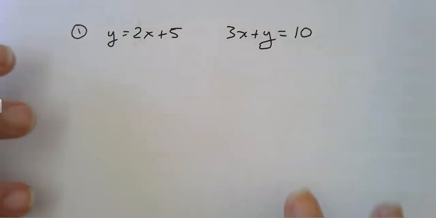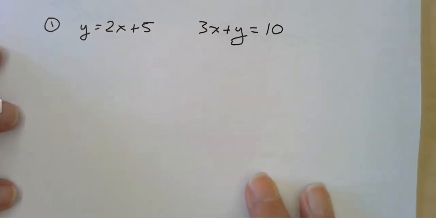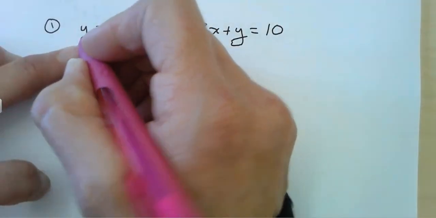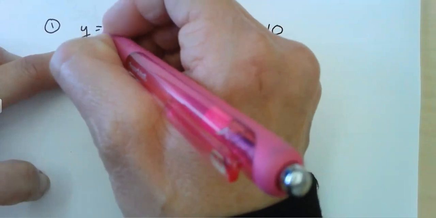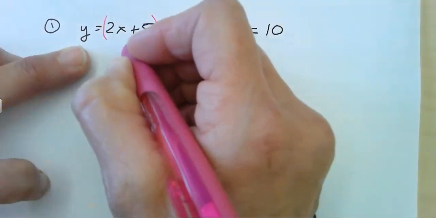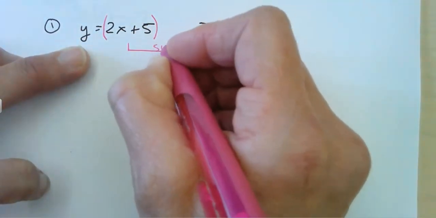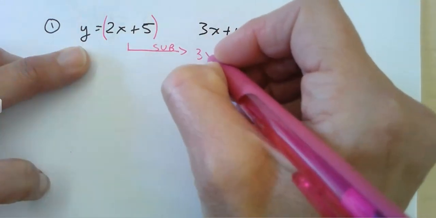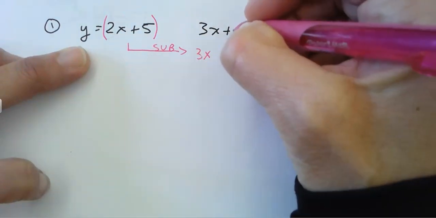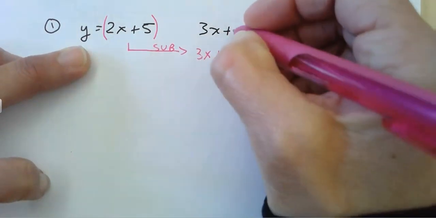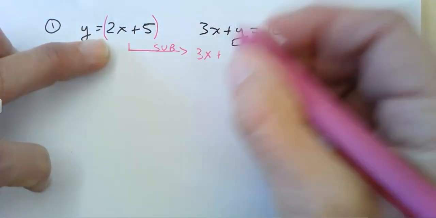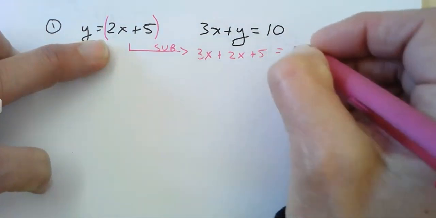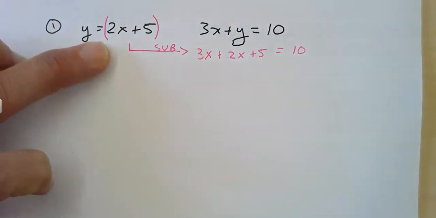See if you can pause the video, try this, and then come back and see if you agree. Okay, so we already have this equation stating that y equals this entire expression, 2x plus 5. So we're going to sub 2x plus 5 in for y. Now this time, y has a coefficient 1, right? So if I was to distribute the 1 to each term in this group, I would just have 2x plus 5. So we may not even need to show parentheses here.